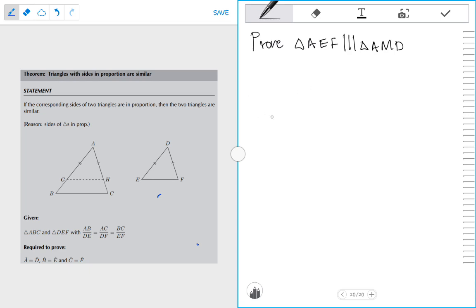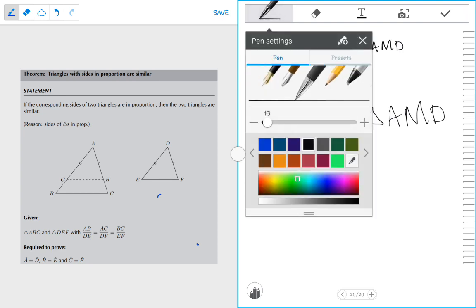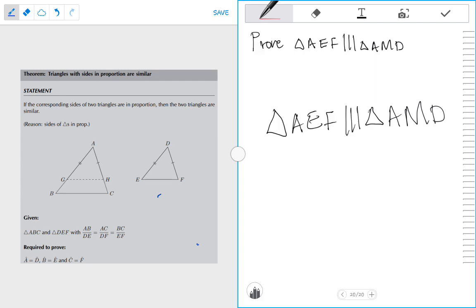Basically, let me write it. It's triangle AEF similar to triangle AMD. This is what we're trying to prove. Take a note that here you are given the answers, but then you should give the reasons.